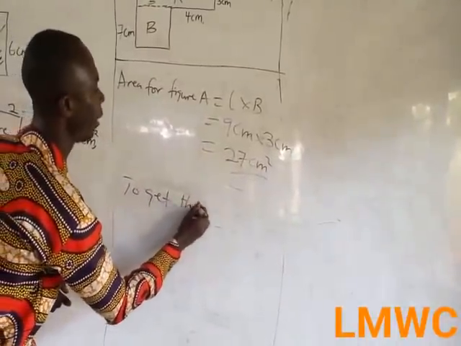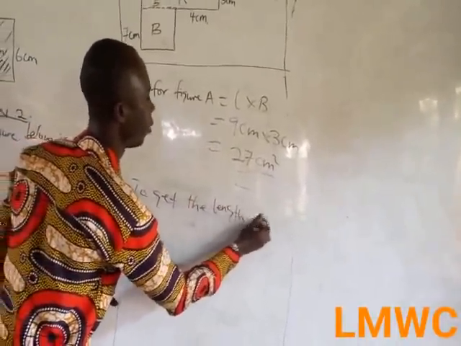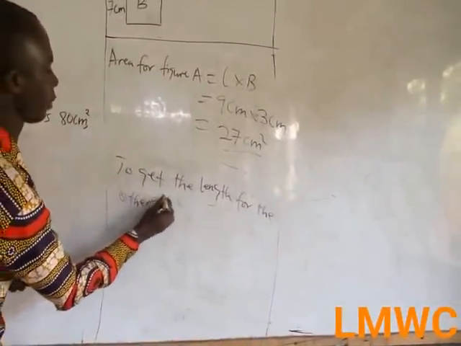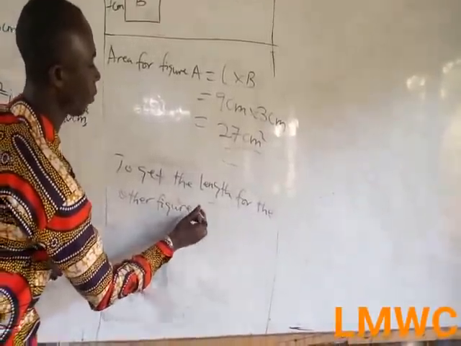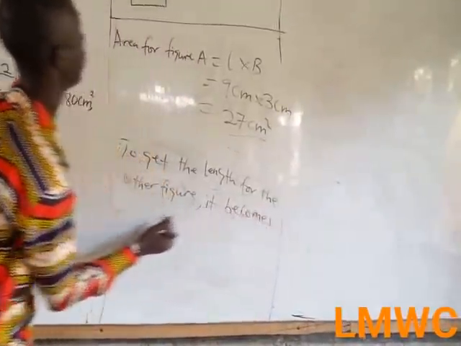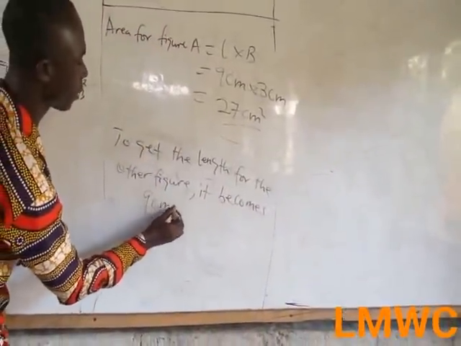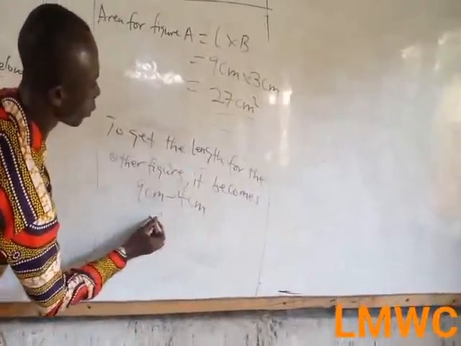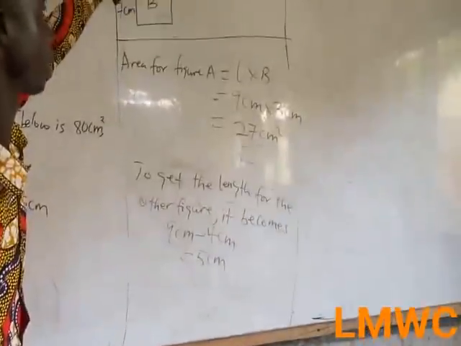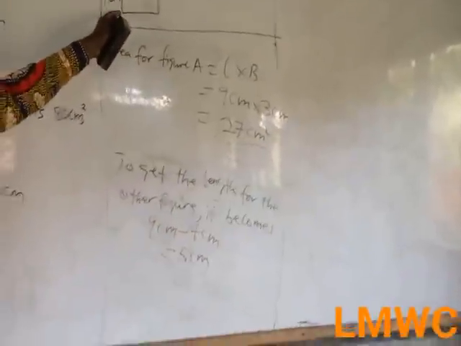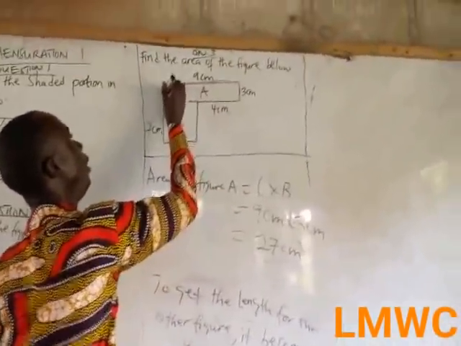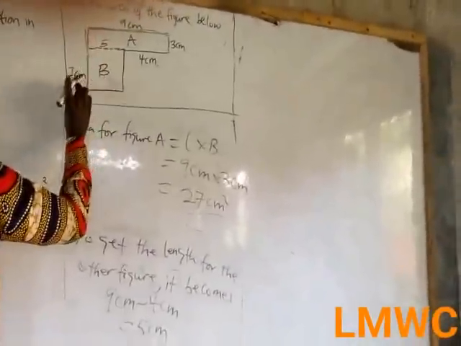So to get the length for the other figure, it becomes 9 centimeters minus 4 centimeters, and you get what? 5 centimeters. So we know this portion as 5 centimeters. So let's find the breadth. And now we know this portion as 3 centimeters. And we know the whole portion here as 7 centimeters.